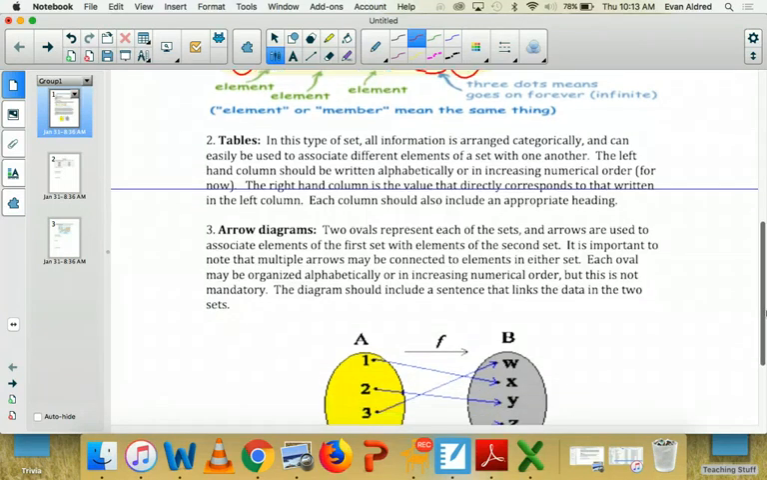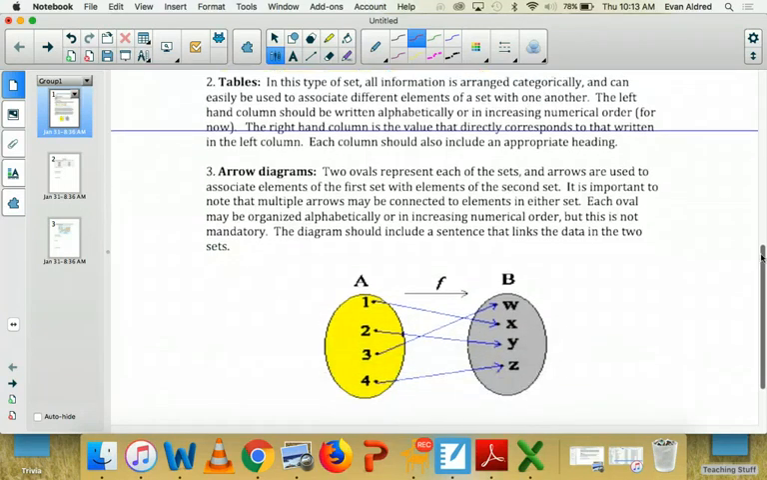The third representation is a little bit different. These are arrow diagrams, and you may not have seen these before. Arrow diagrams are ovals where each oval represents a different set.